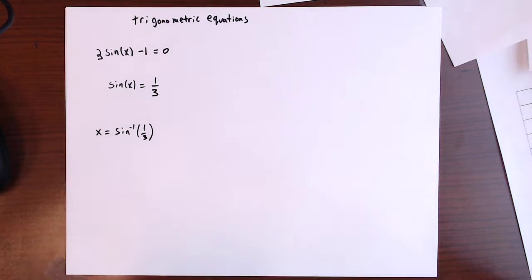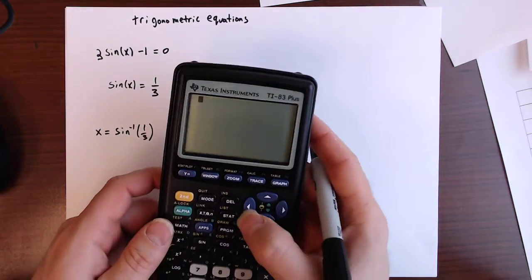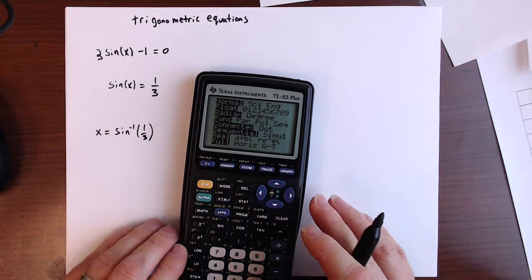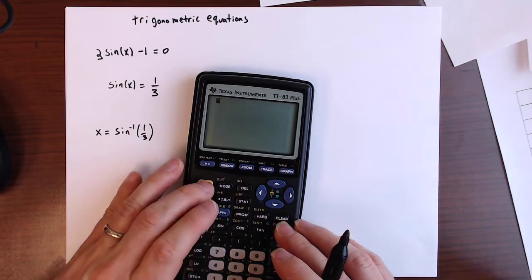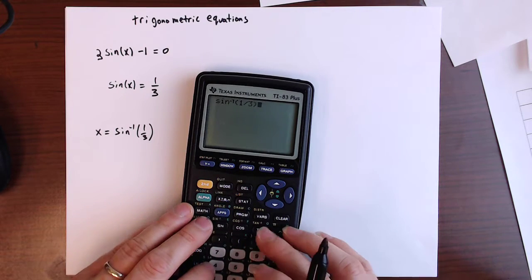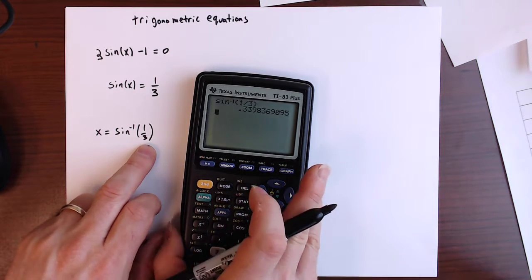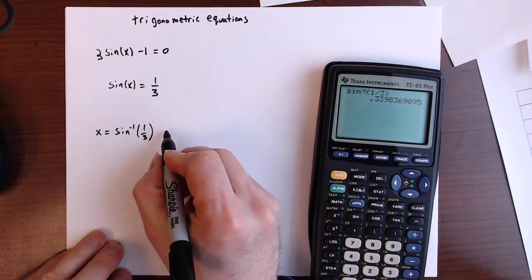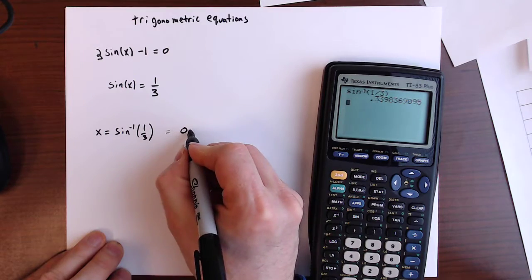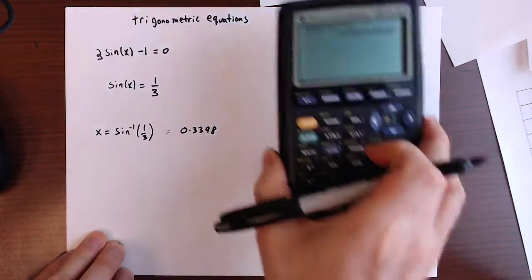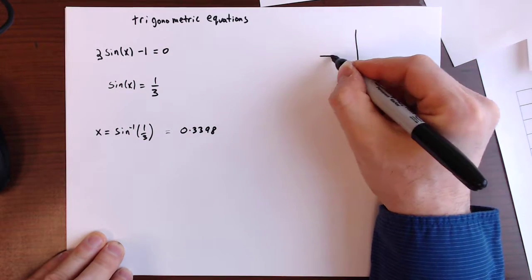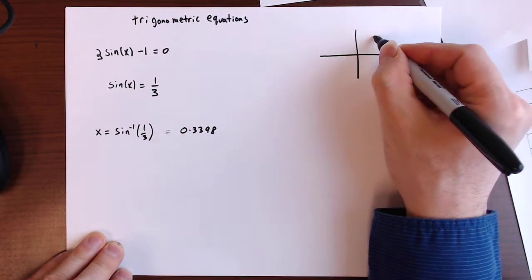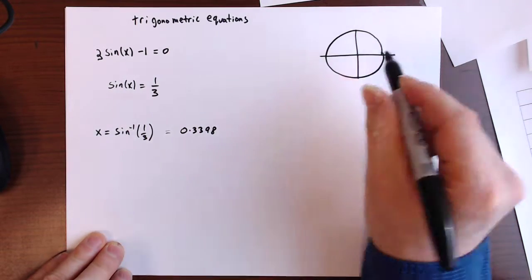If I do that using my calculator, let me first check to make sure that I am in radian mode, and I am. I can take the inverse sine of 1/3. This is not a special angle. This 1/3 is not the value of the sine, cosine, or tangent function at any special angle. So the best we can do is to just get a decimal answer. I get 0.3398 radians. However, that is not going to be the only answer.